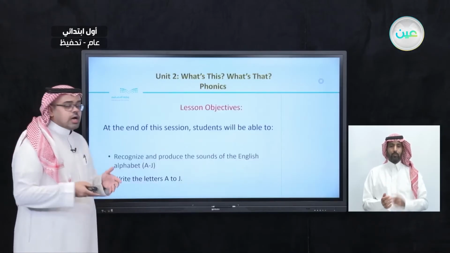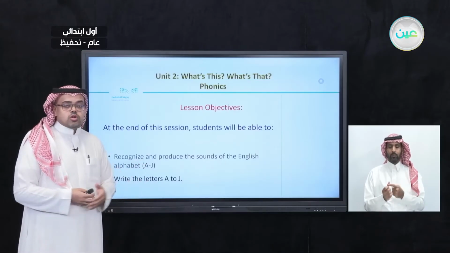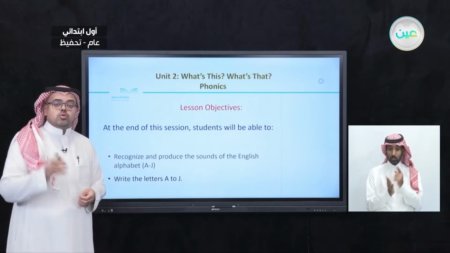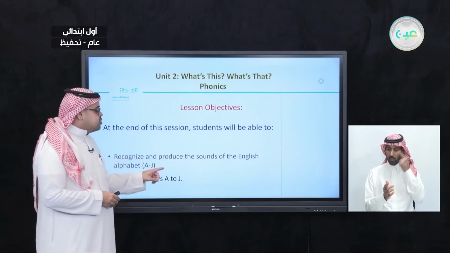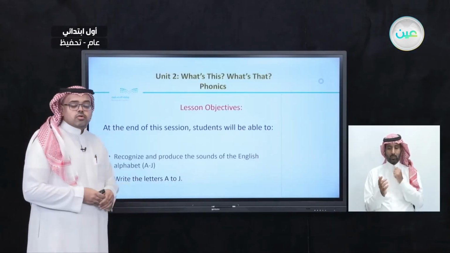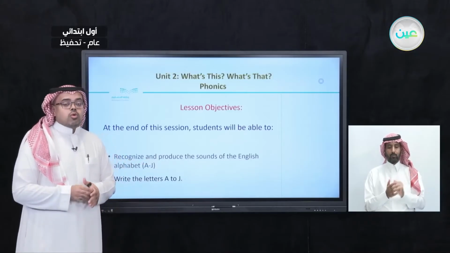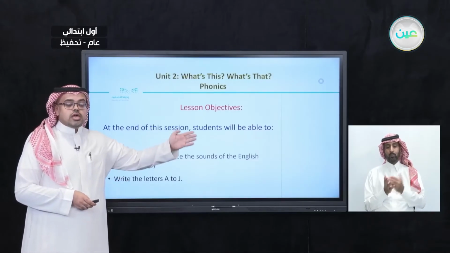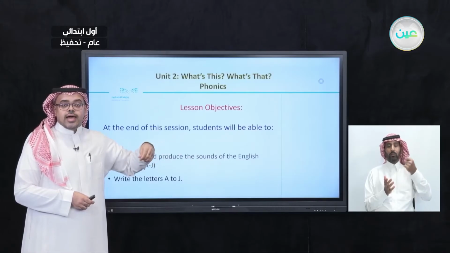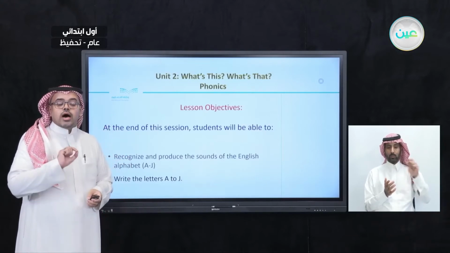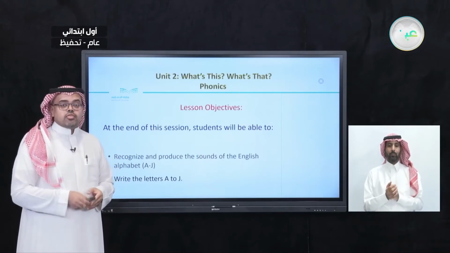So, for our lesson today, let's first get to know our objectives, our goals in this lesson. At the end of this lesson, we hope that you will be able to recognize and produce the sounds of the English alphabet from A to J, and also to write the letters from A to J. So today, we're going to practice letters A, B, C, D, E, F, G, H, I, and J. We're going to practice how to produce the sounds and also how to write them and count them as well.